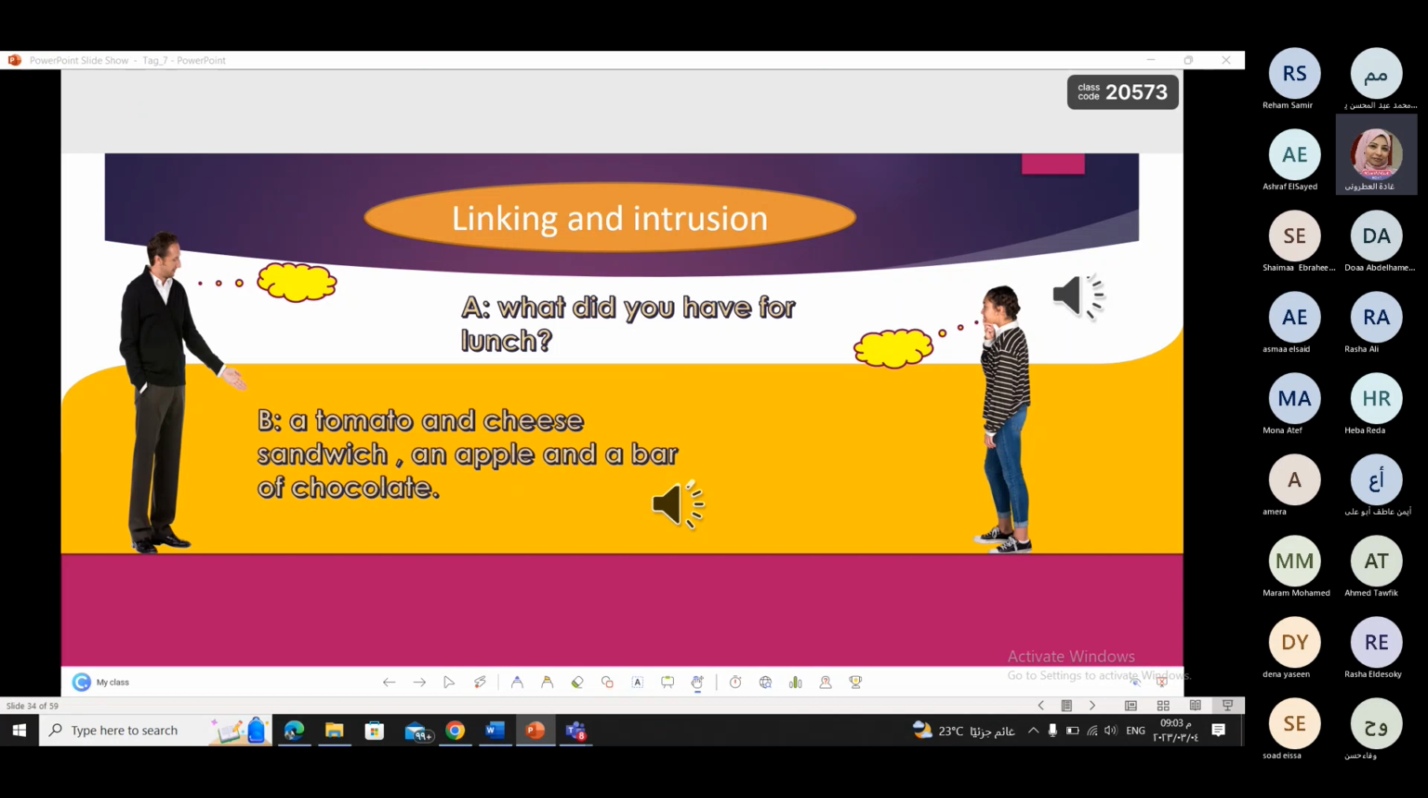Try to weaken the words we said are function words, like the pronouns and the helping verbs. Try it again once more. What did you have for lunch? Yeah, exactly. What did you have for lunch? Okay.